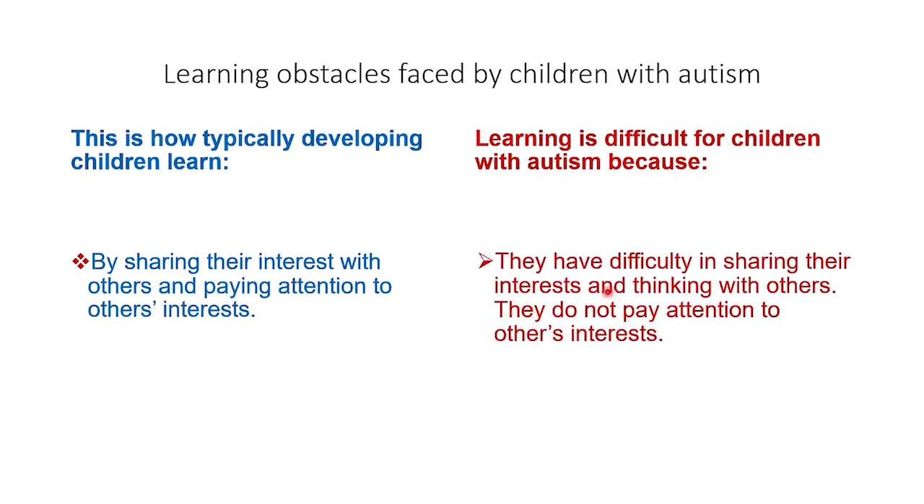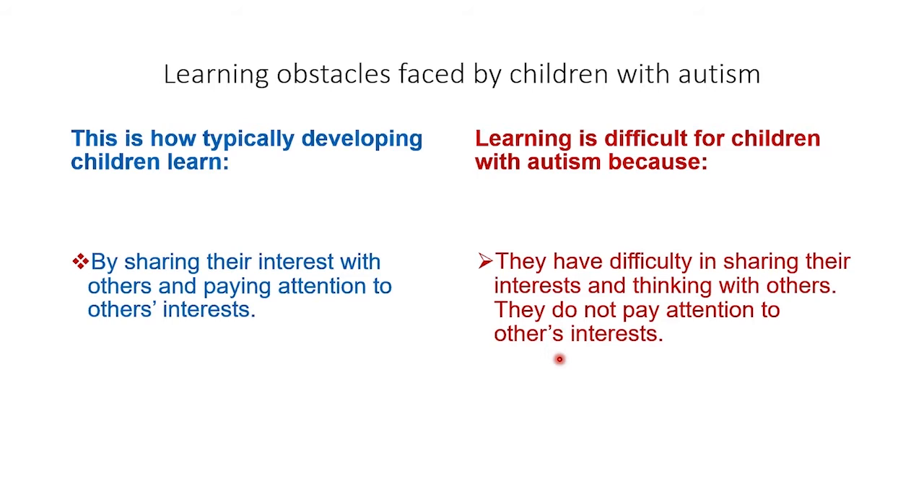Children with autism, on the other hand, have difficulty in sharing their interest and thinking with others. They either don't have much interest in that, or they lack the skill to do that. They also don't pay attention to others' interests.